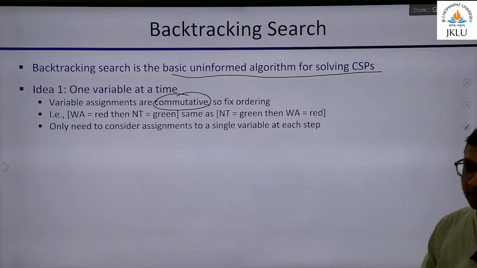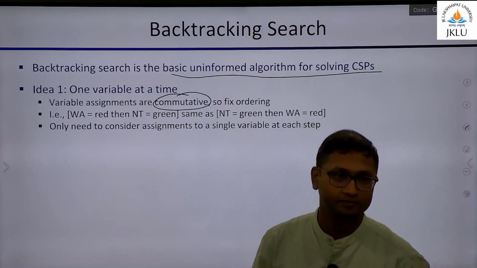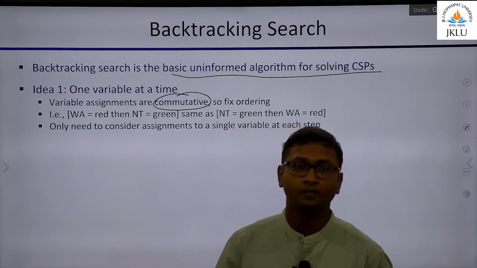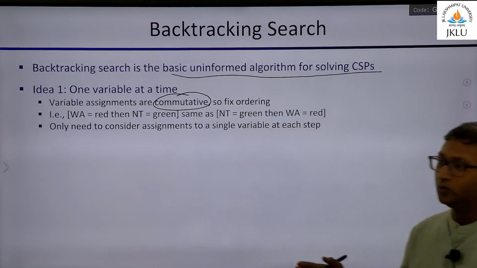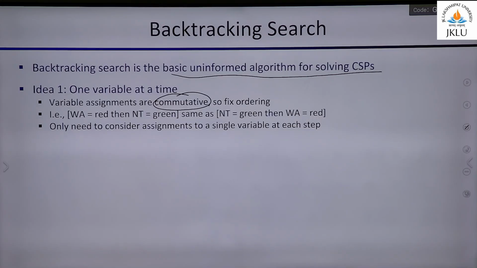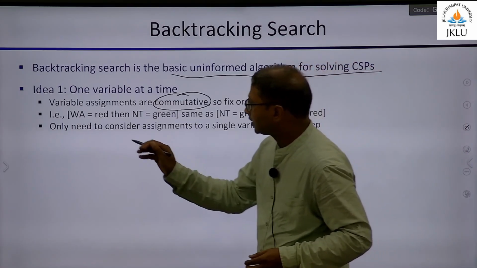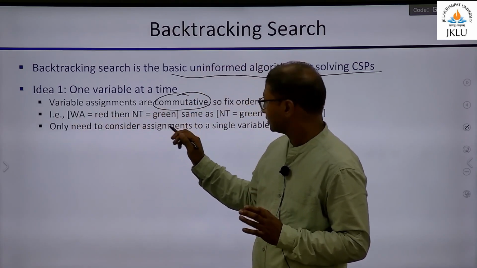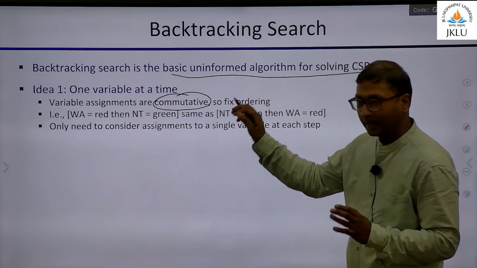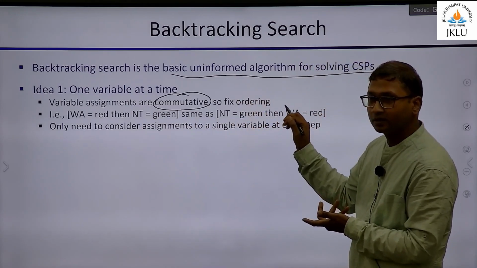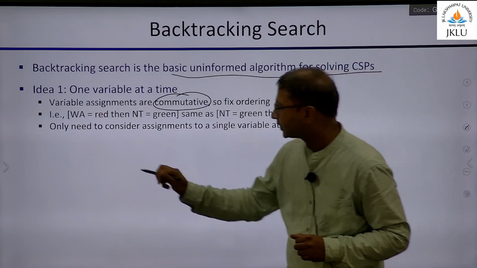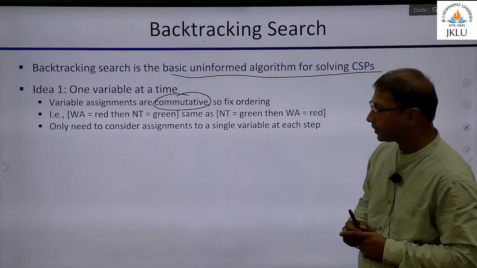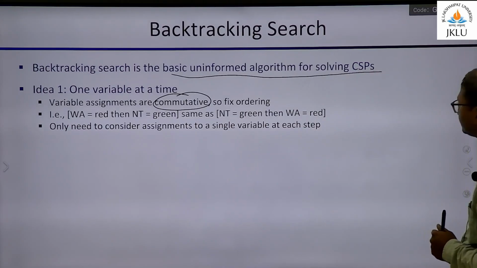My question is, what is commutativity? A plus B equal to B plus A, right? If WA equal to red, then NT equal to green. This is same as NT equal to green, then WA is red. Only need to consider assignments to a single variable at each step.